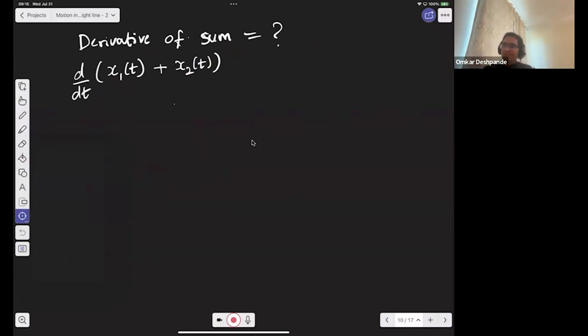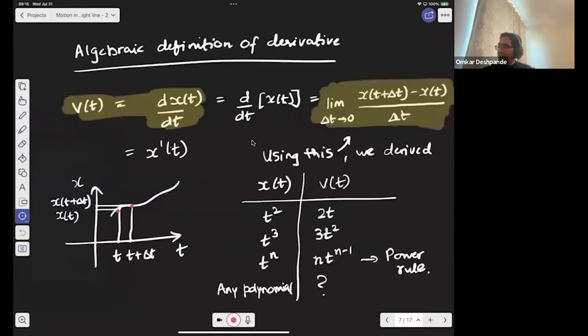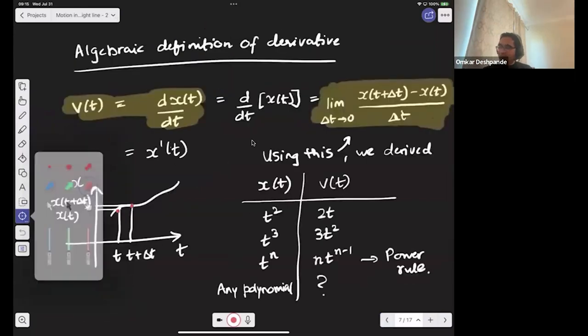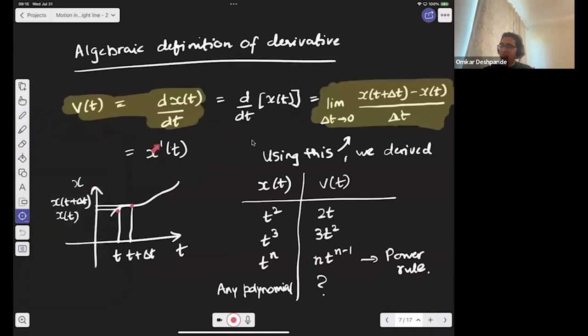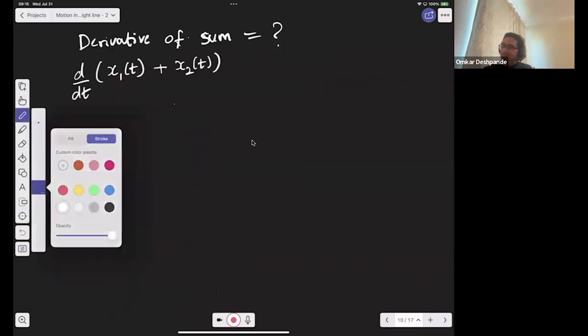Here, it's a little confusing because x is not the independent variable here, right? The notation used for position is the x coordinate, which indicates the position along the x-axis. So x is actually the dependent variable here. Time is the independent variable. So that's why instead of using f and g, I'm just using x1 and x2. So what's the derivative of the sum of two functions?